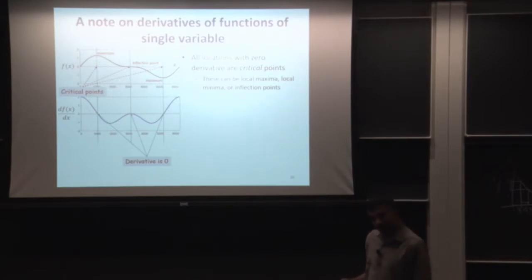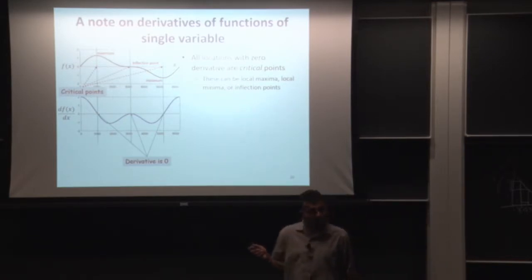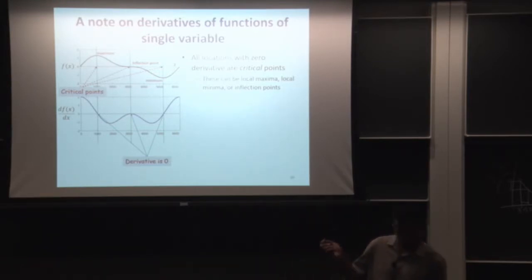What about the double derivative? What would the behavior be? Anyone? It will be 0, right? The double derivative is going to be 0 at the inflection point.